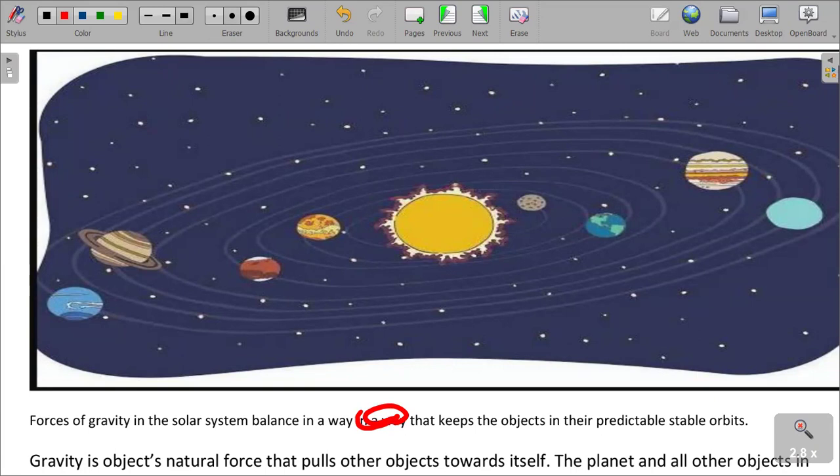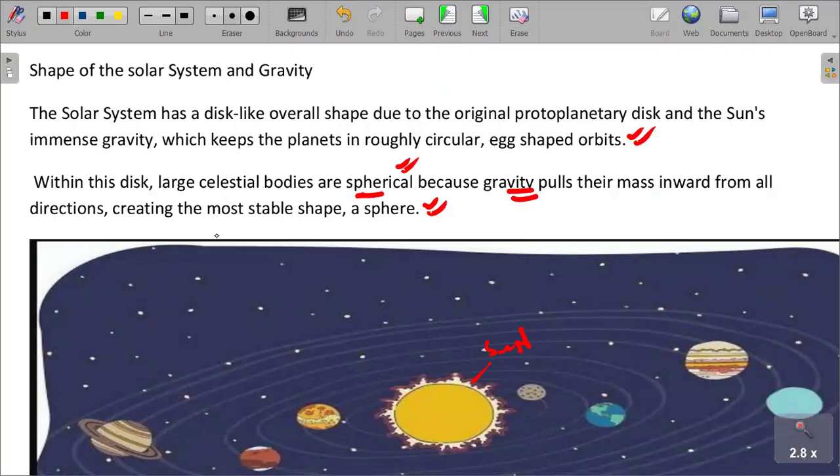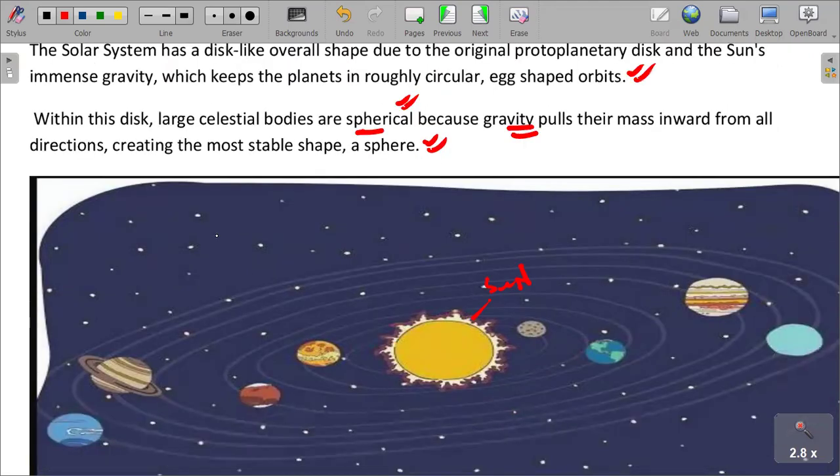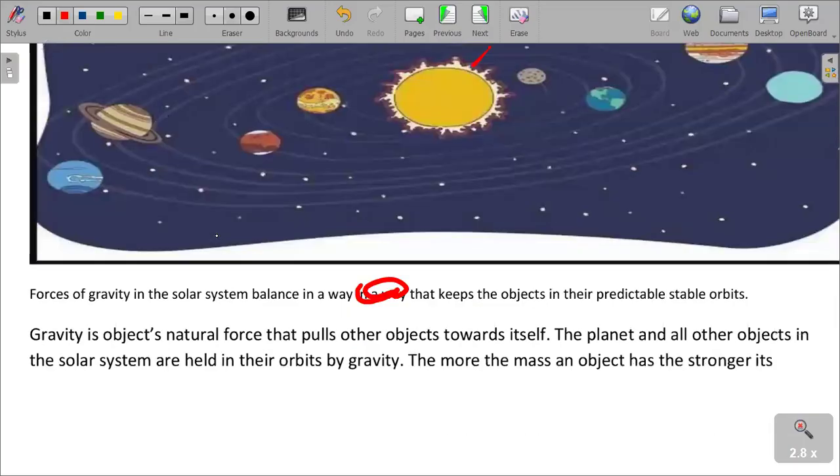So we have our sun, and the forces of gravity in the solar system balance the other objects in their predictable, stable orbits. This is because of the gravitational force that pulls inward from all directions, as we talked about. Gravity is a natural force.